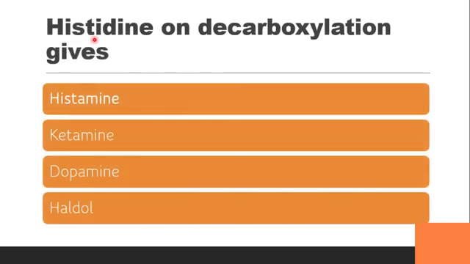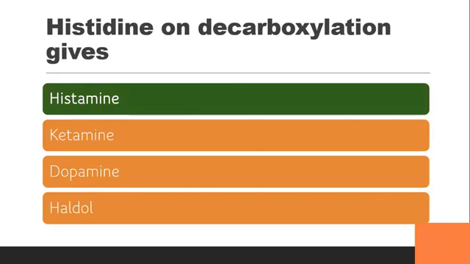Next question is, histidine on decarboxylation gives, the correct answer is it is histamine. It can be asked two ways, histidine on decarboxylation or histamine. The very first question which we have seen, histidine on dash gives histamine. So it is decarboxylation.